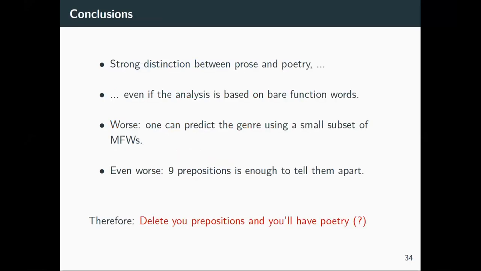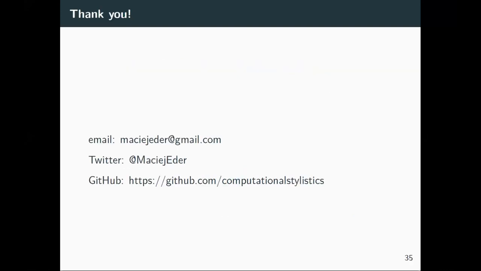So it's already time to conclude, I guess. As you could see, there is a strong distinction between prose and poetry visible by means of both a human eye and machine learning approaches. But what is interesting here is that if you exclude all the content words and focus exclusively on nine bare function words, on nine prepositions, you still see a huge distinction into those two groups, right? Well, is it a recipe for poetry to just throw out your prepositions? I'm not sure, but that would be a provisional outcome. So that's it.